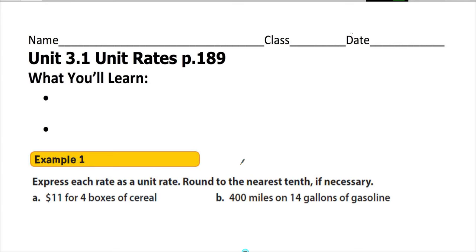So today we're going to start Unit 3. This is going to be on ratios and proportional relationships. And we're going to talk about Unit 3.1 today. It's called Unit Rates. And this can be found on page 189 in the textbook.